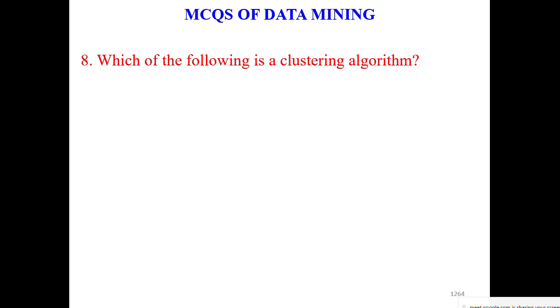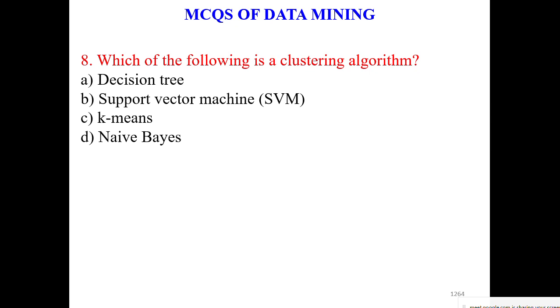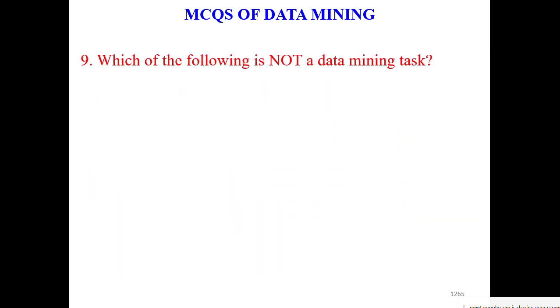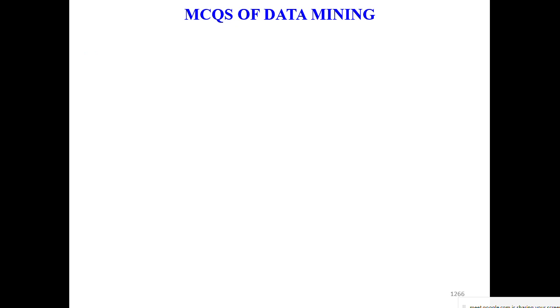Which of the following is a clustering algorithm? Out of four, try. Clustering algorithm is K-means clustering, sir. Perfect. You are outstanding. So, which of the following is not a data mining task? Only one. Image processing. Perfect. Image processing is not a data mining task. Remaining all are data mining tasks.